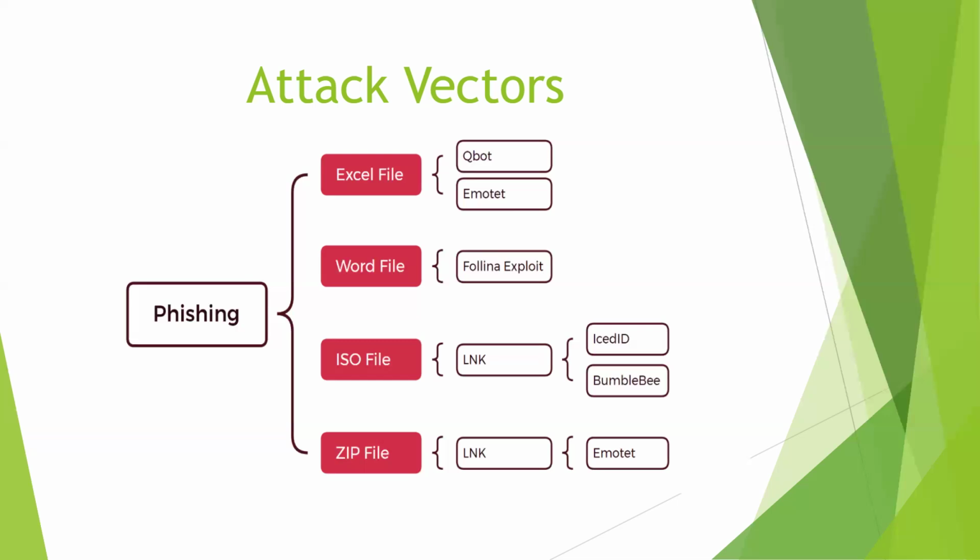And we could also have something like a Word document that could have some malicious code embedded into it that could exploit maybe the Follina vulnerability, if, let's say, the host is vulnerable to the Follina vulnerability.